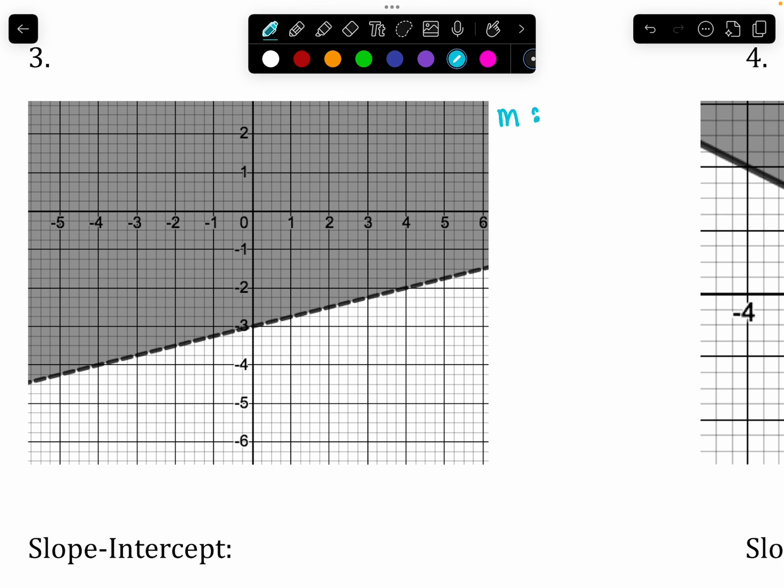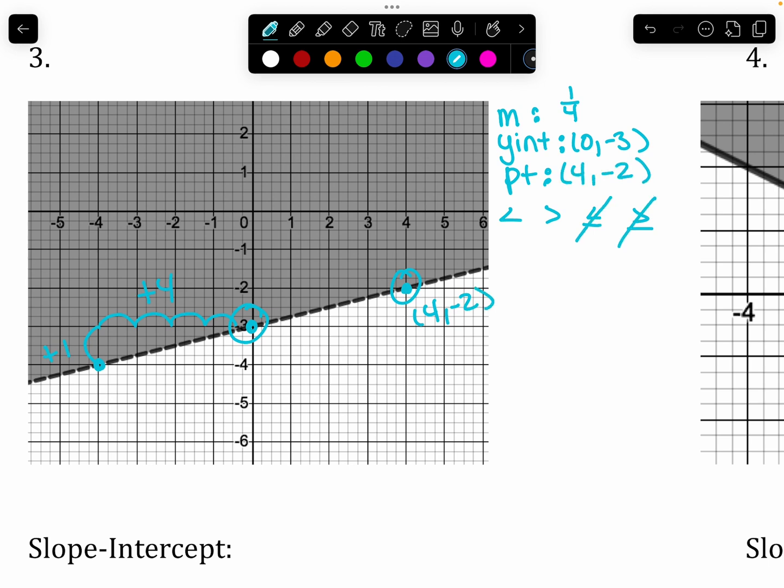Again, number 3, we've got our m, our y-intercept, a coordinate, and then our 4 inequality options. Come into my graph, I'm going to grab some coordinates. All right, up 1, 2, 3, 4. So my slope is 1/4. My y-intercept is here at 0, -3. I'm going to look at this coordinate over here, which is 4, -2.